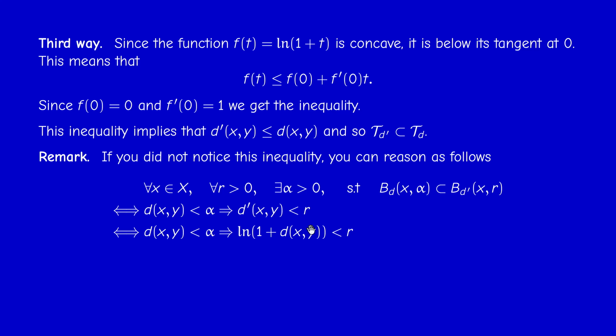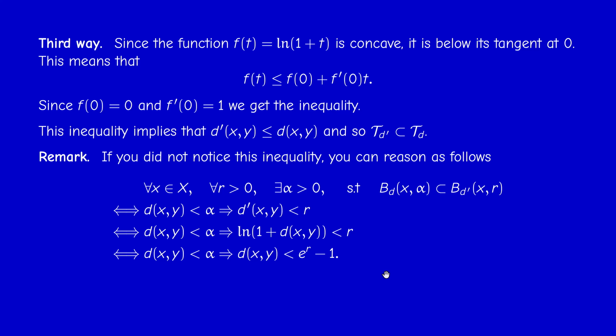So this is equivalent to the following implication. And now I go back, I replace d prime by its value. So this condition is equivalent to this implication: d(x,y) less than alpha, we don't know what alpha is because we are searching for it. Now we will see when this holds. So d(x,y) less than alpha implies ln of 1 plus d(x,y) less than r. And now this inequality, if I take the exponential, so I get rid of the ln, take the exponential and subtract 1, is equivalent to d(x,y) less than e^r minus 1. So we have d(x,y) less than alpha implies d(x,y) less than e^r minus 1.